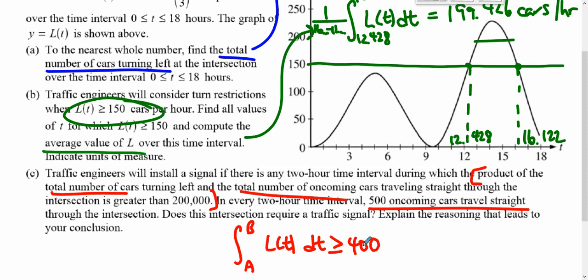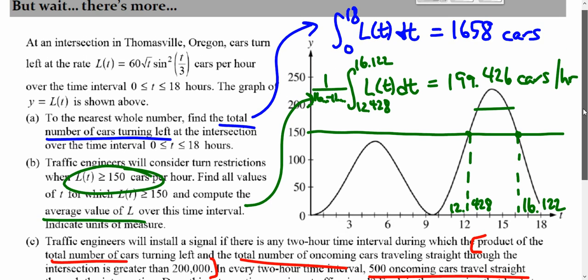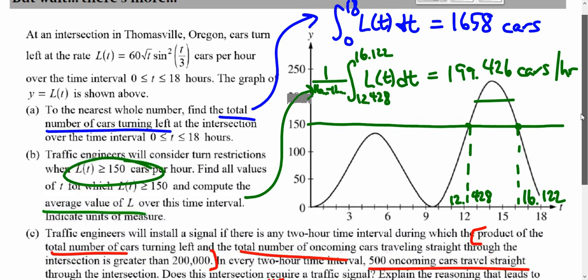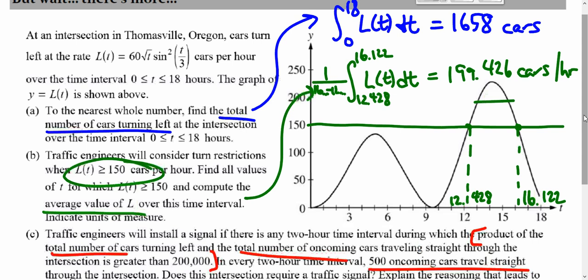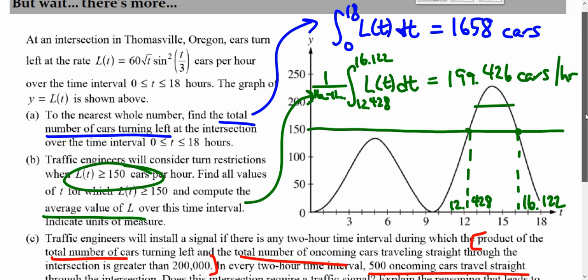So what would that mean? Well, this has to be at least 2 hours, so I'm imagining that this would have to be 200 or more, and it turns out that if A is 13 and B is 15, then this is true. And so yes, it needs a traffic signal for the reasons I have outlined. This turns out to be 4 points, 8.6 points in my scoring system.